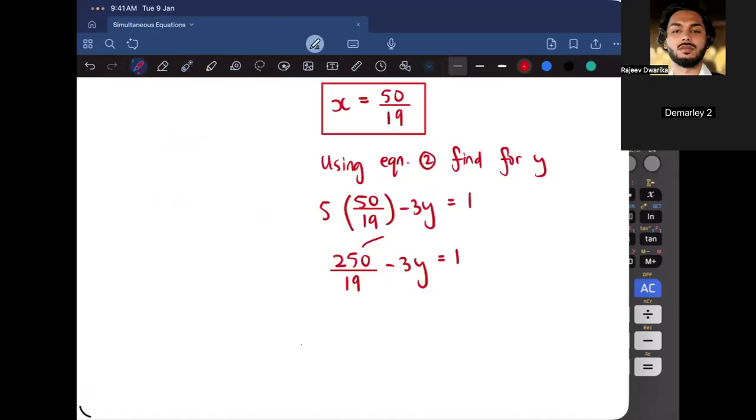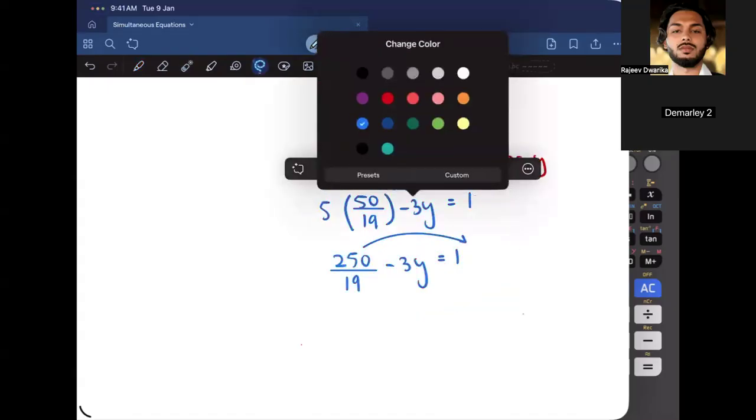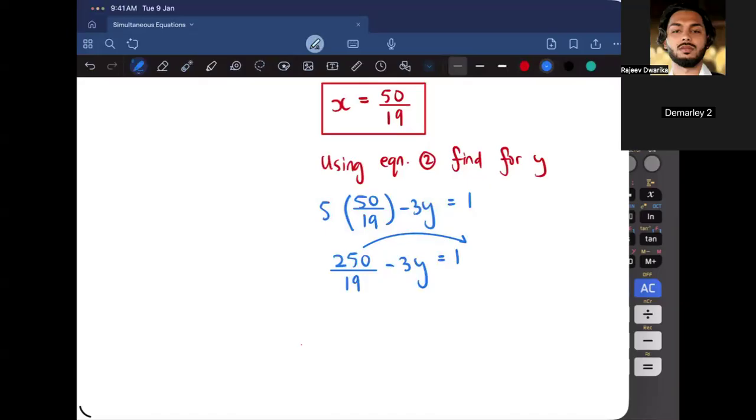And so I want to find for y, so I should move across that 250 over 19. So that's going to be minus 3y is equal to 1 minus 250 over 19. Yeah, that's correct. Good job.